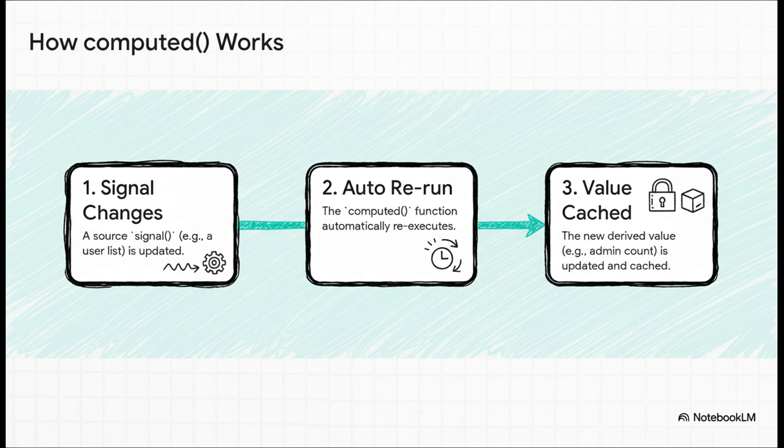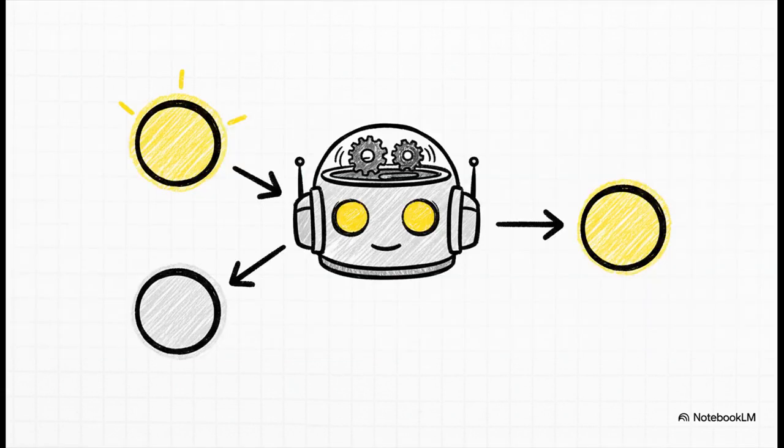But, and this is the killer feature, it caches the result. If you ask for the admin count again and the user list hasn't changed, it doesn't do the work again. It just gives you the cached value. Super efficient. Another great analogy for this is to think of computed as a really smart but kind of lazy assistant. It keeps an eye on all your source signals, but it absolutely refuses to do any work unless one of its inputs actually changes. It's laziness as a feature, and it's brilliant.